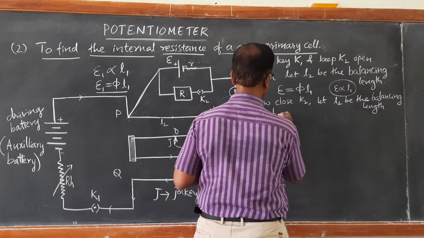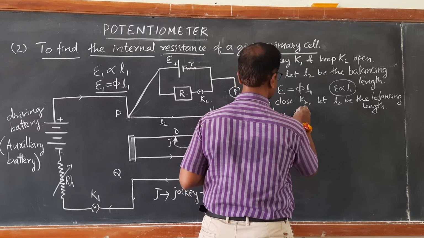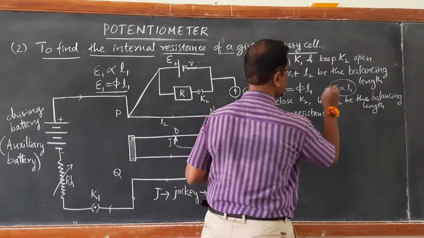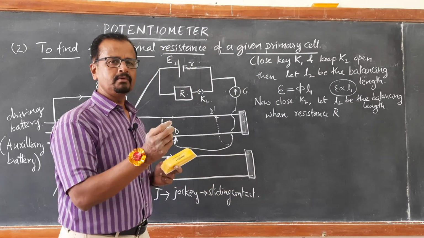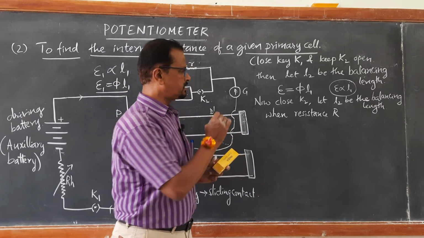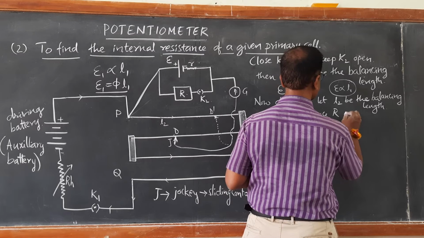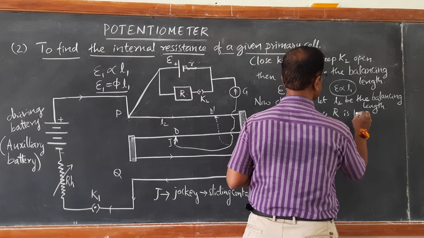When resistance R, of low value, usually 5 ohm or 10 ohm, within that value itself the value will be taken out, when resistance R is chosen in the path.